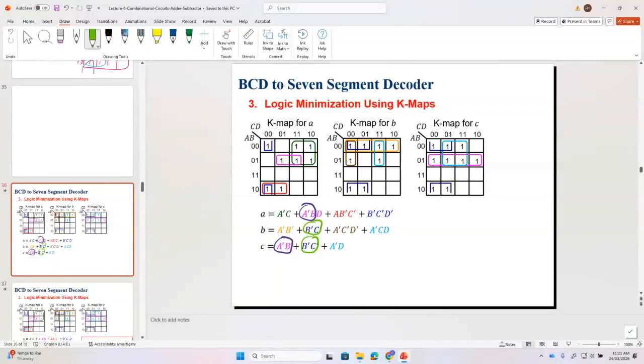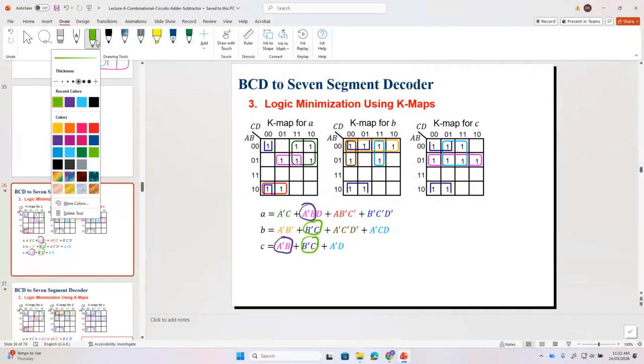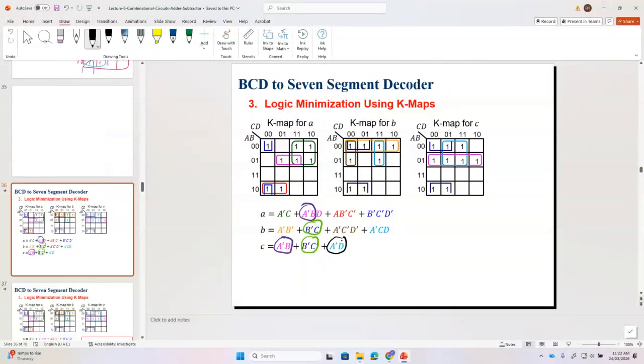So we will identify the common terms. What is another common term? Can you tell me? A bar, D. Yes, A bar D is another common term. So A bar D is here, and A bar D is here. Can you see here? This is A bar D. So we have another common term. And similarly, is there any other common term? Can you tell me?